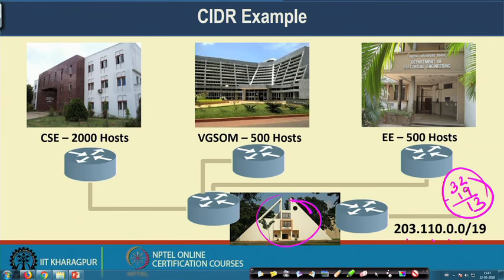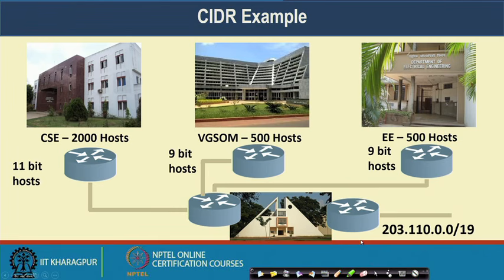One subnet is for CSE, the second subnet is for VGSOM, and the third subnet is for E. So, the question comes that with these 13 bits, how will you do that? So, first let us do an estimation of how many bits I require to address this many hosts. Now, to address 2000 hosts, you require at least 11 bits, because 2 to the power 11 is 2048.